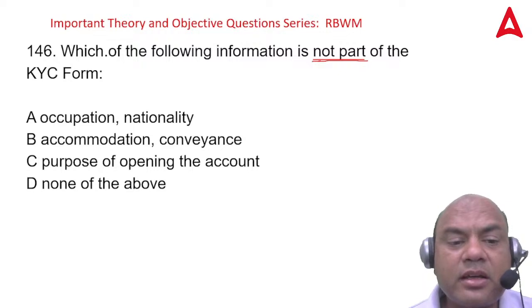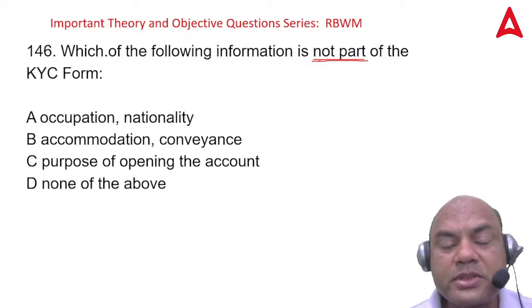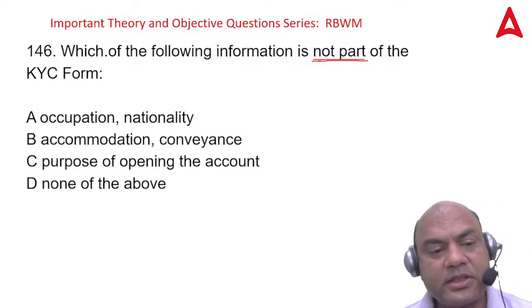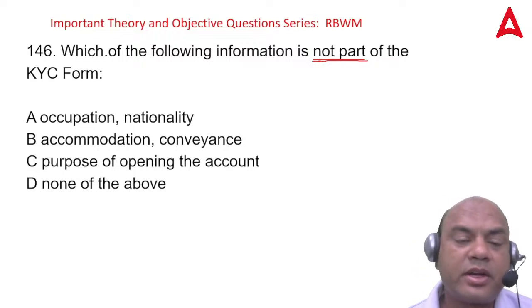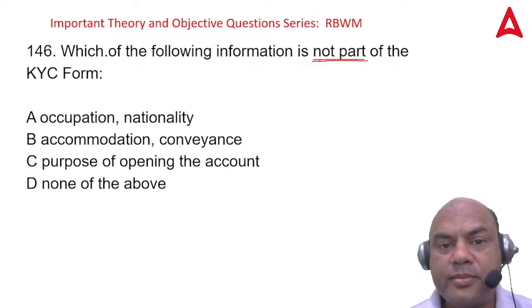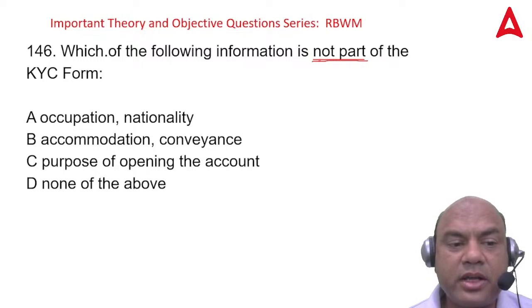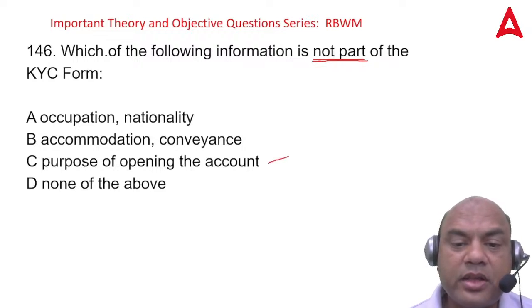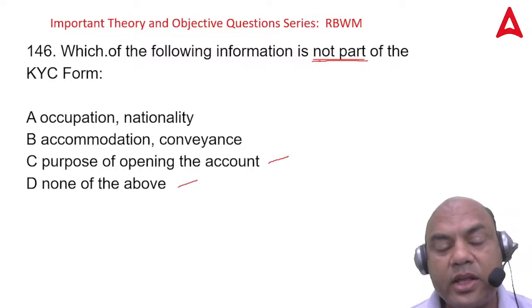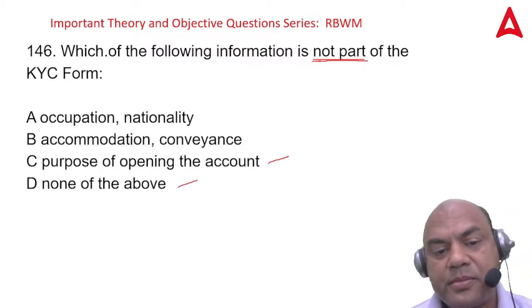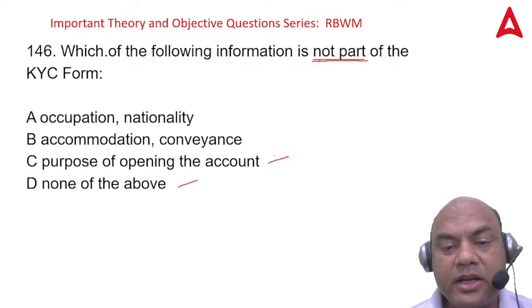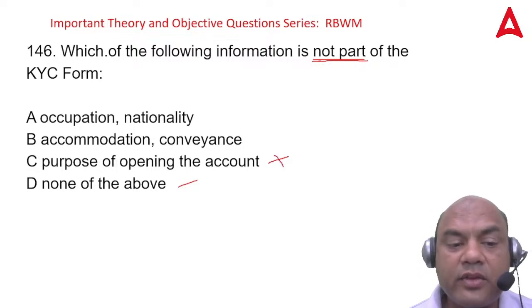Does it mean that I'm not required to give the purpose? What do you think, guys? Answer it A, B, C, or D. Purpose, this is the only crux, whether this is required or not the part. This one, or is it D? None of the above. So this is a hint, either C or D. So the answer is D. None of the above.